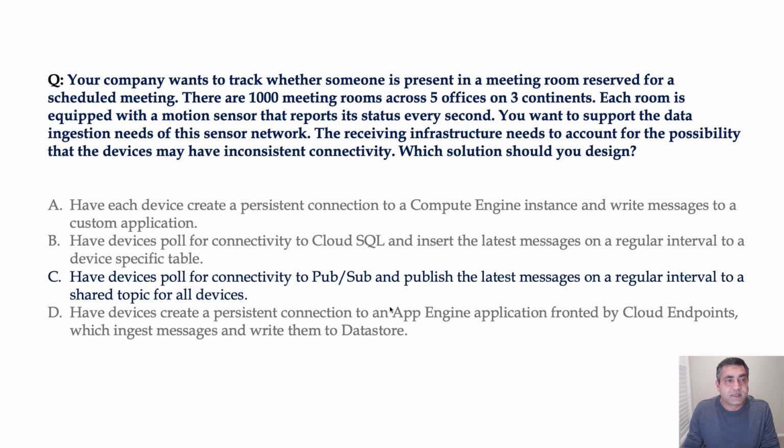Let's go to the next one. Your company wants to track whether someone is present in a meeting room reserved for a scheduled meeting. There are 1,000 meeting rooms across 5 offices on 3 continents. Each room is equipped with a motion sensor that reports its status every second. You want to support the data ingestion needs of this sensor network. The receiving infrastructure needs to account for the possibility that the devices may have inconsistent connectivity. Which solution should you design?